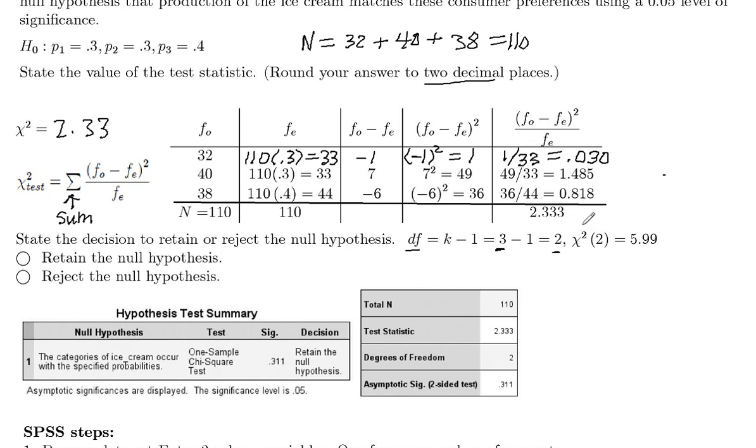So we want to find chi-squared with 2 degrees of freedom for 0.05. Turns out to be 5.99. Let me show you where that is. That's in the table in the back of the book.